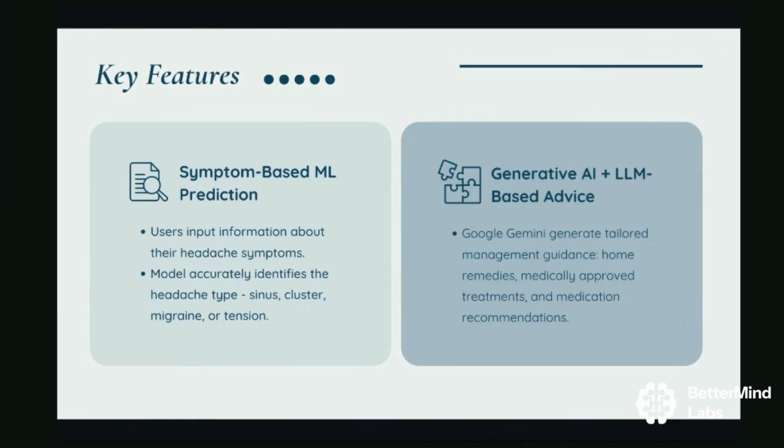First, for the symptom-based ML prediction, the user inputs information about their headache symptoms in the form I just showed you. Based on that, the model, after doing some data processing, identifies the correct type of headache: sinus, cluster, migraine, or tension. Then, using the type of headache predicted, it goes to an LLM-based model, basically a GPT wrapper using Google Gemini, and that creates tailored management guidance. That includes home remedies, medically approved treatments, and medication recommendations, either prescription or over-the-counter.